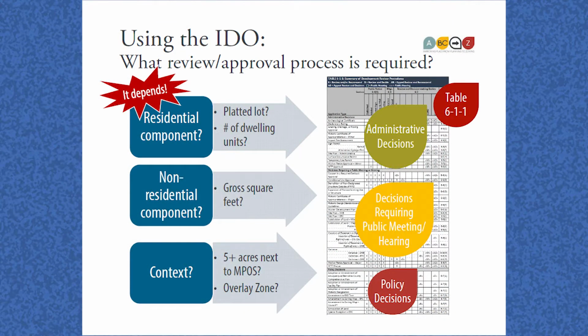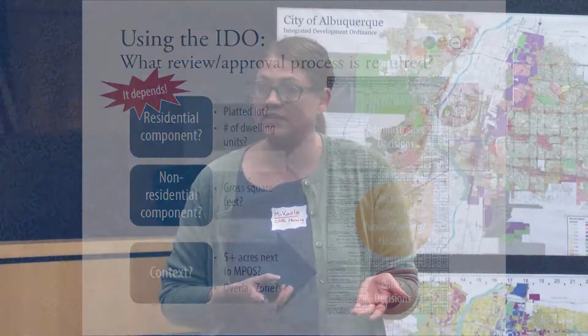In Part 6, the Administration and Enforcement section of the Integrated Development Ordinance, again, I need to know several pieces of information before I can even dive into the document. The first thing I need to know is, does that development have a residential component or not? If it does, are they doing single family or duplexes or some other low density residential development, in which case I want to know, are the lots already platted?